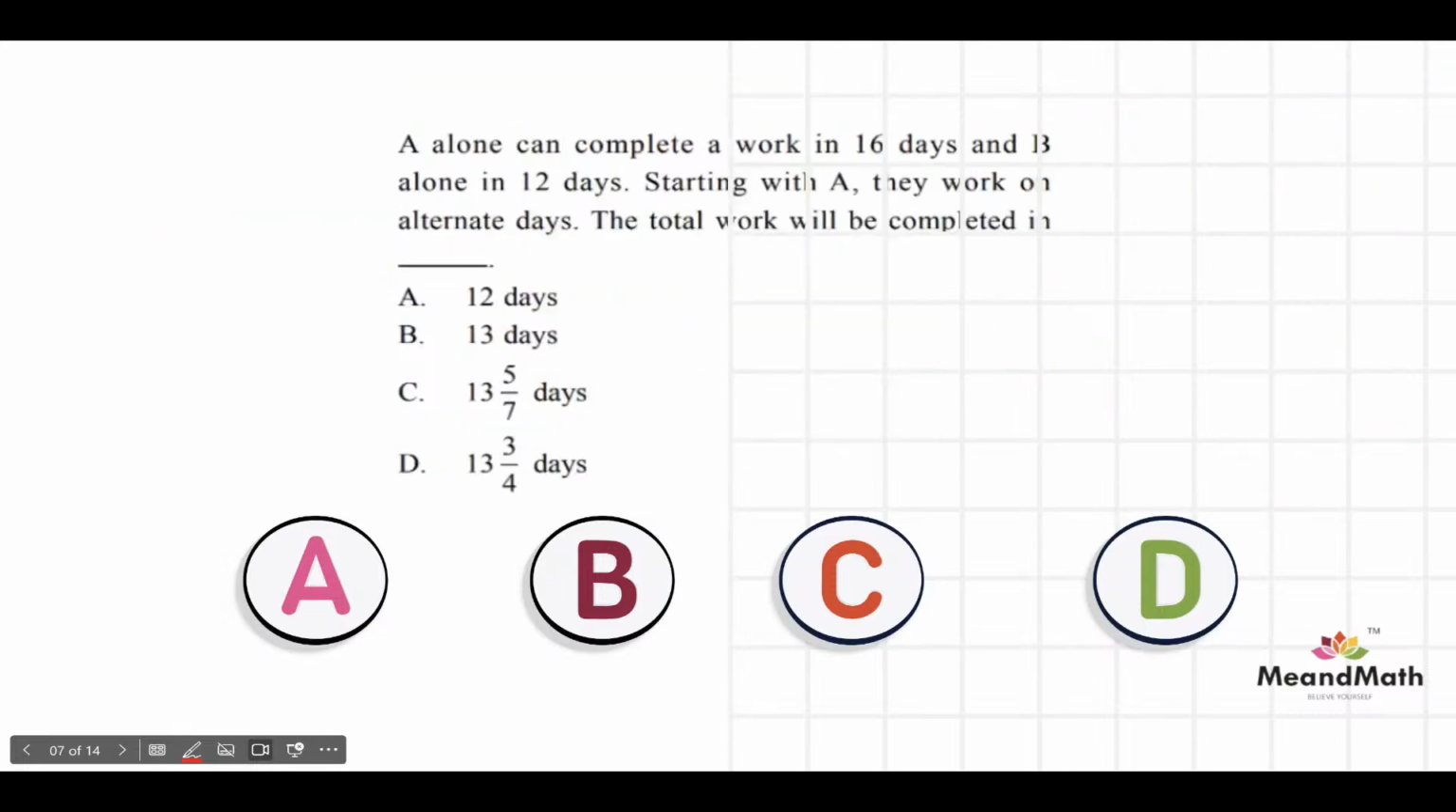Okay. Now, next question we have over here. A alone can complete a work in 16 days and B alone in 12 days. Starting with A, they work on alternate days. The total work will be completed in how many days? This is what you have to find out.